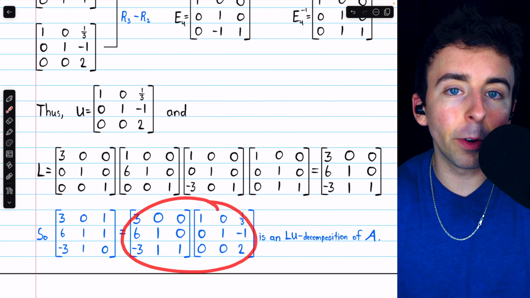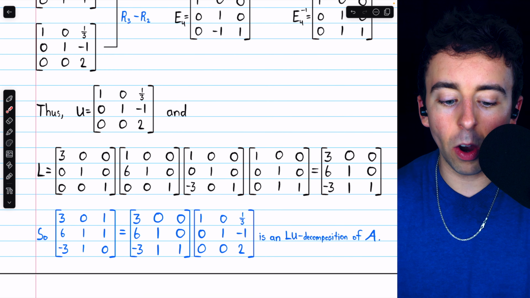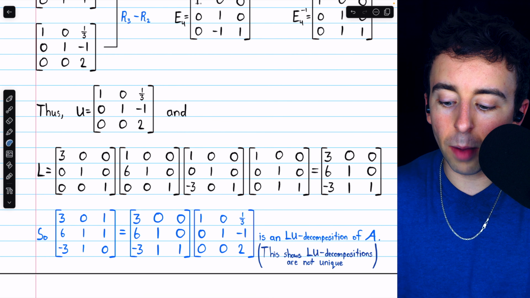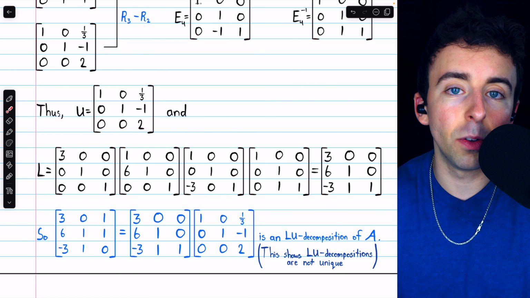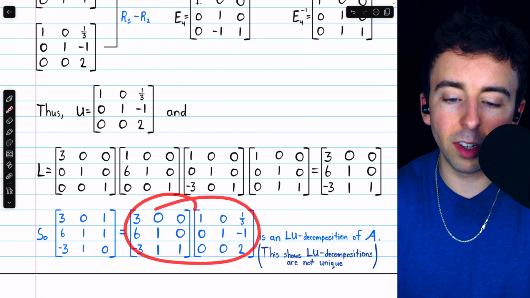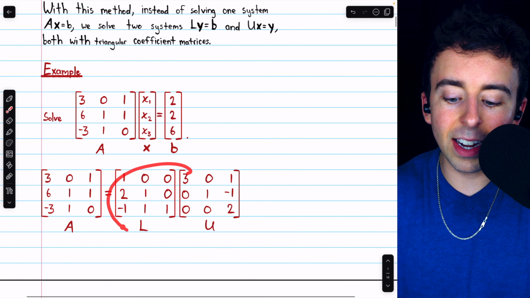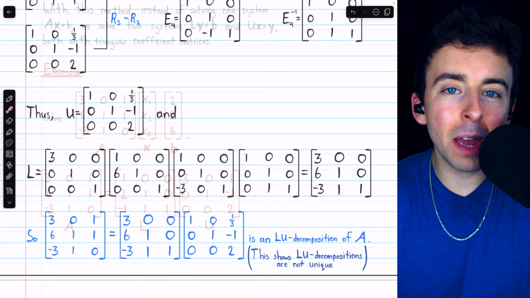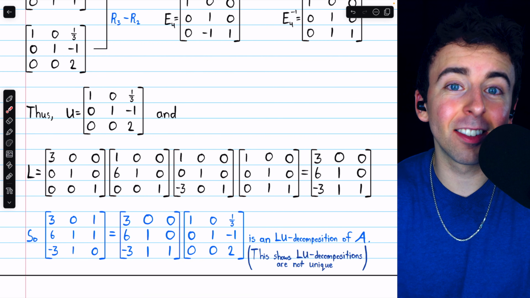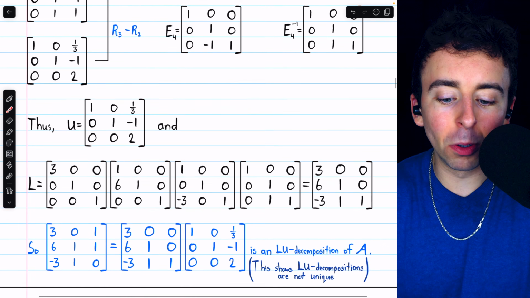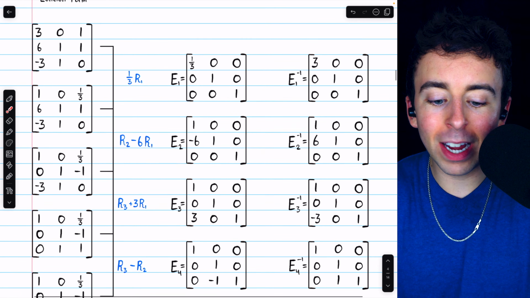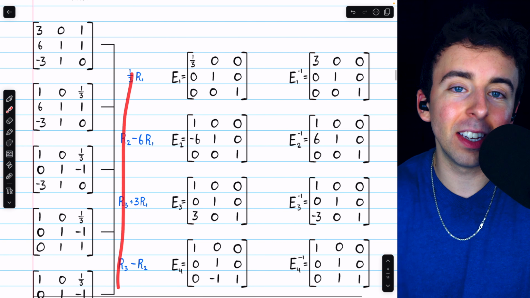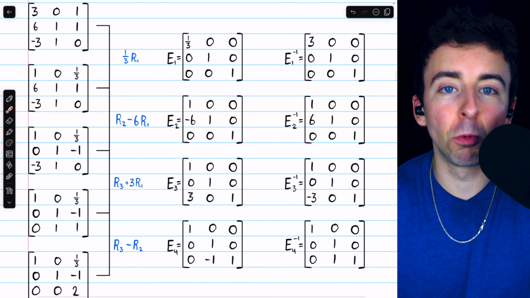However, this is a different decomposition, and so from this we see that LU decompositions are in fact not unique. This is the LU decomposition we just constructed, and this is another LU decomposition for the same exact matrix. Now you may be thinking, yikes, that's a lot of work. But it's not nearly as bad as it looks. Really, all we have to do is this Gaussian elimination. The rest is really easy.